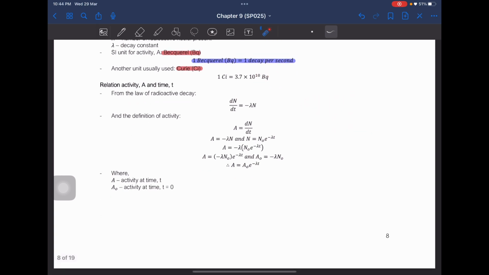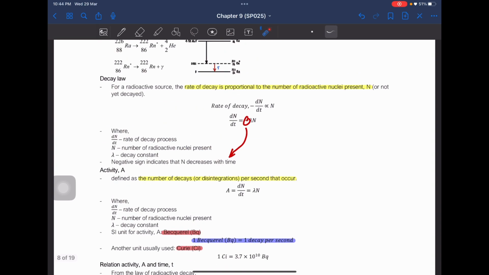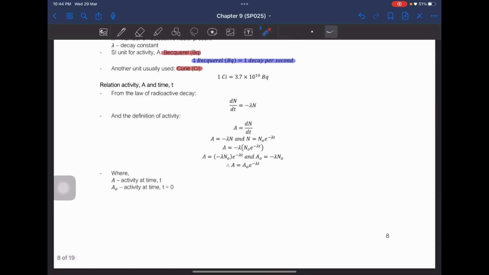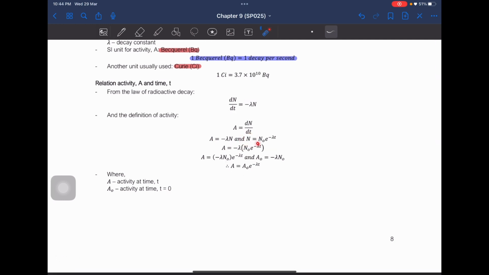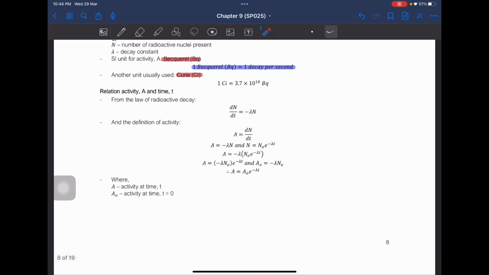Okay, so from the law of radioactive decay, we know that the rate of decay process is equal to negative decay constant darab dengan the number of remaining nuclei. And the definition of activity is this one here. And we know that N here is equal to N naught e negative lambda t. Okay, so when we substitute it into this equation, we get an equation for activity. So yang ini ni kita boleh kira the remaining activity after a certain time lah. So kita just boleh substitute di sini untuk cari activity at a certain time. Right?